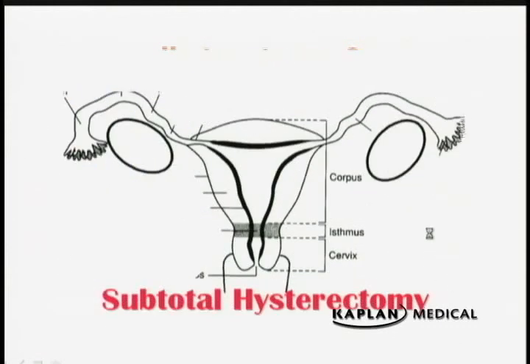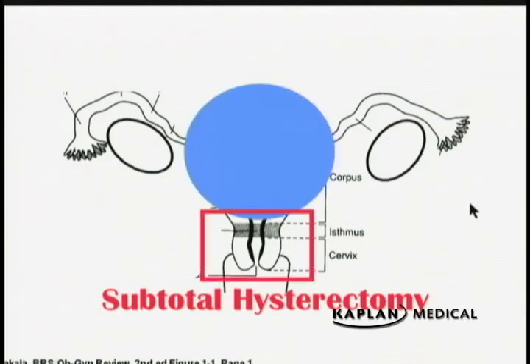Okay, so here we have the uterus, the ovaries, and the fallopian tubes. If you do a subtotal hysterectomy, this is what is taken out: the corpus of the uterus only, the cervix is left in place. This is a subtotal hysterectomy. Pap smears need to be continued.